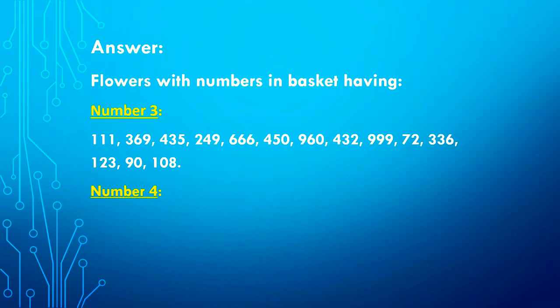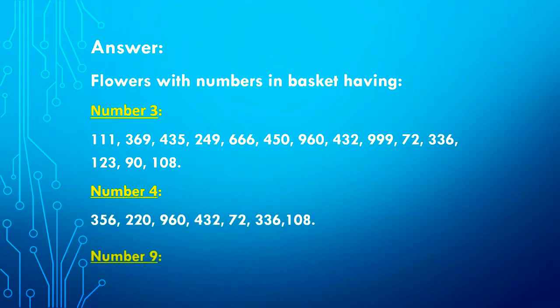Now from this answer we will take one number, that is 432. We will check for 432. When you add the digits 4 plus 3 plus 2, the answer will be 9. 9 is divisible by 3. So the entire number 432 is divisible by 3.